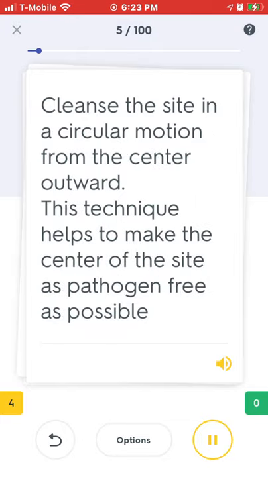Cleanse the site in a circular motion from the center outward. This technique helps to make the center of the site as pathogen-free as possible.